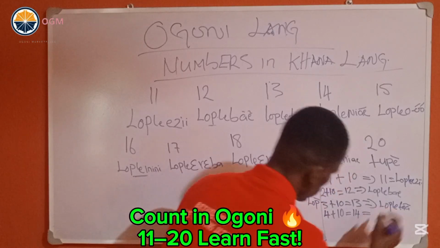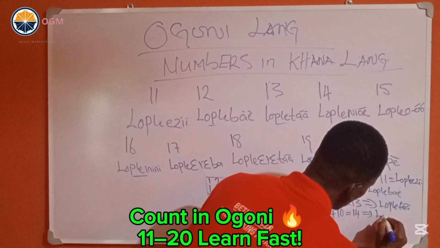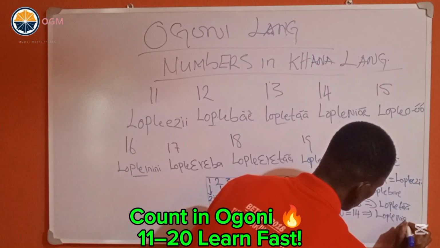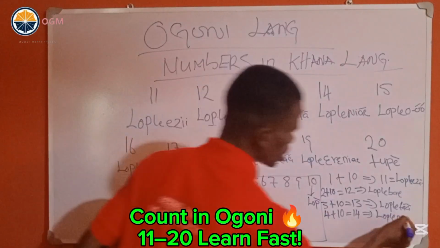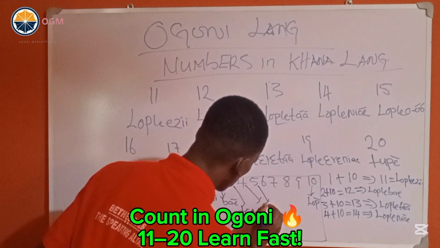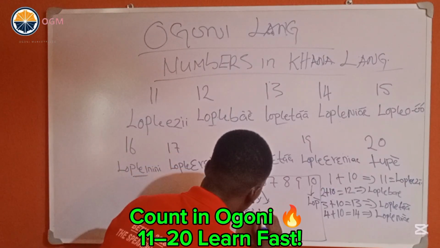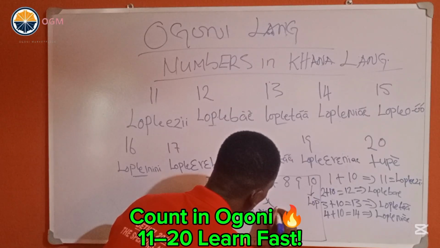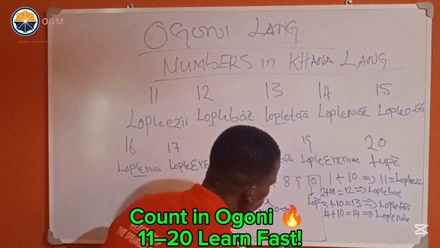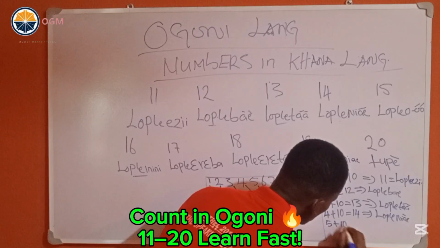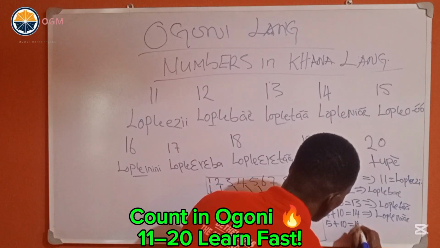In Ogoni, it is equal to Look lenia. Look lenia in Ogoni language. Then here we have 5, which is O. So when you do 5 plus 10, it will give you 15 in English.